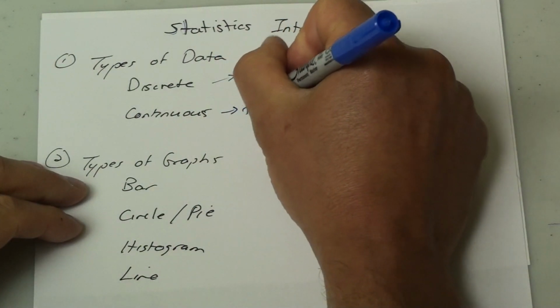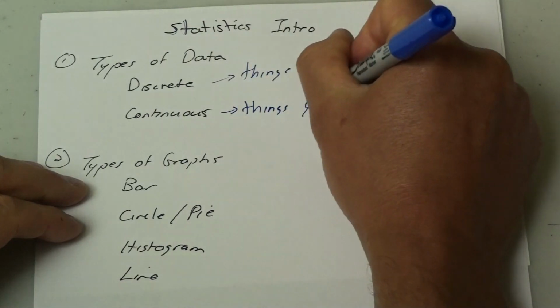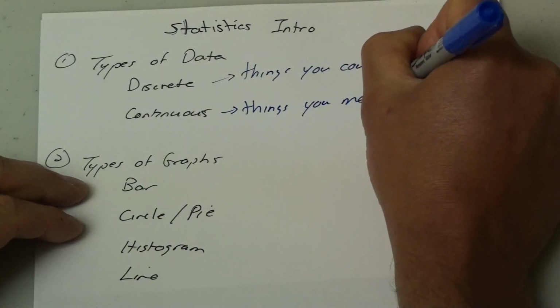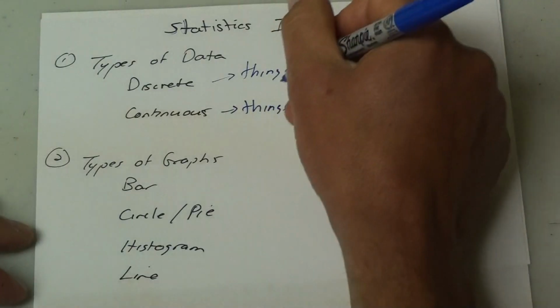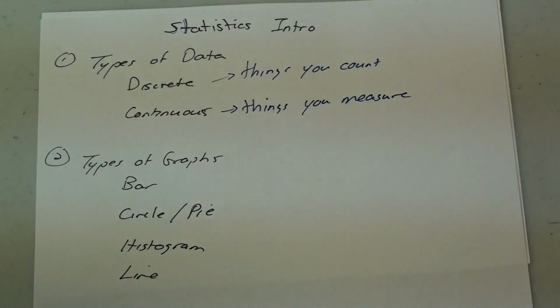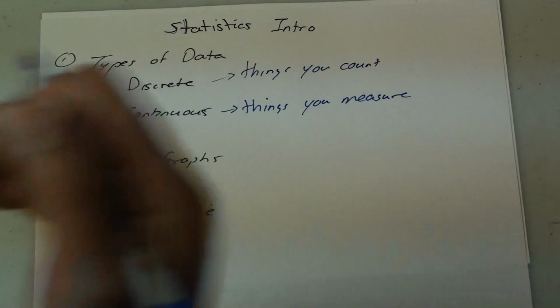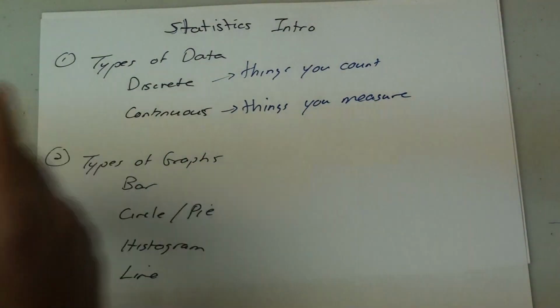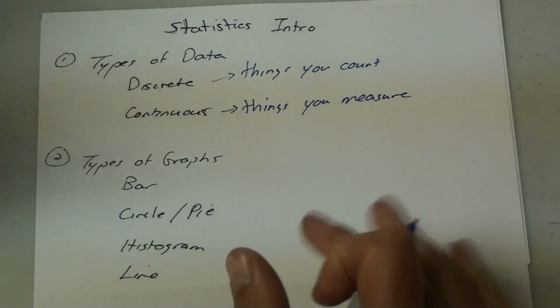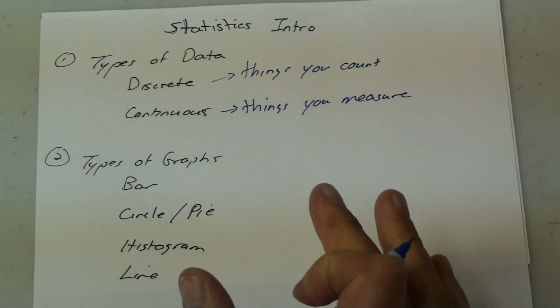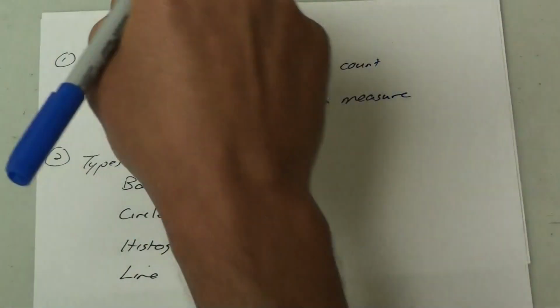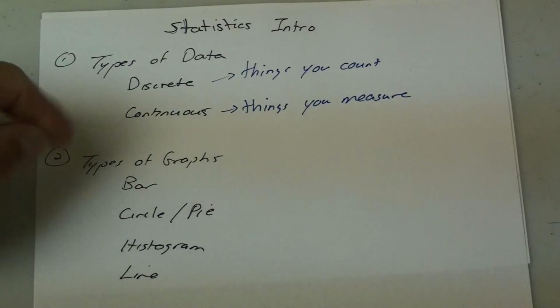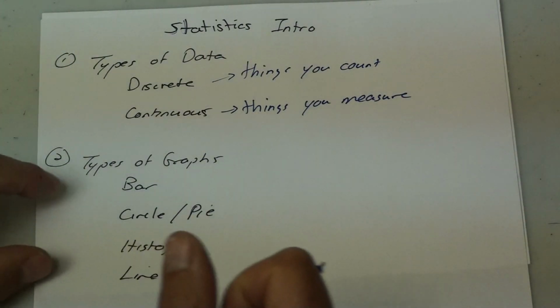Things you measure are considered continuous data. So like how tall you are, how long it took you to do something, weights, volume, any type of measurement is considered continuous data. And we're going to treat the two things differently, so you have to know what you're dealing with. Is it something you counted, which is discrete, or is it something you measured, which would be continuous?